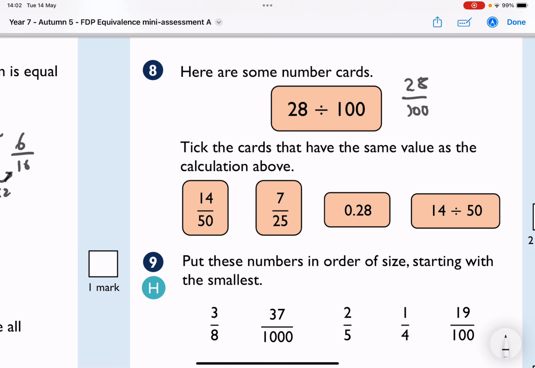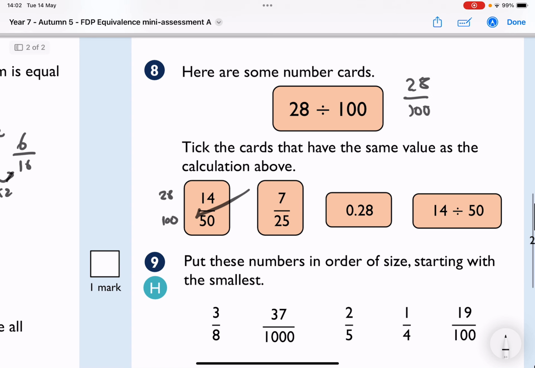And then what I'm doing is I'm looking at each of these. 14 over 50, well, if I doubled both of them, it would be 28 over 100, so I can tick that one. 7 over 25, if I times both of these by 4, so I get times 4, times 4, that would also be 28 over 100.